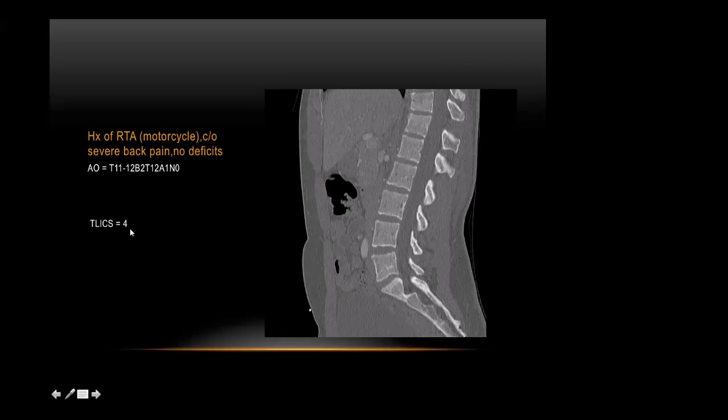And what will you do in this? With a TLICS score of 4, what will you do? It's at surgeon's discretion. Meaning what? Means we can either manage it surgically or non-surgically. If you want to manage it non-surgically, what can you do? Use a brace. How long will you use the brace? At least 4 weeks, and then we'll get the flexion extension dynamic study.